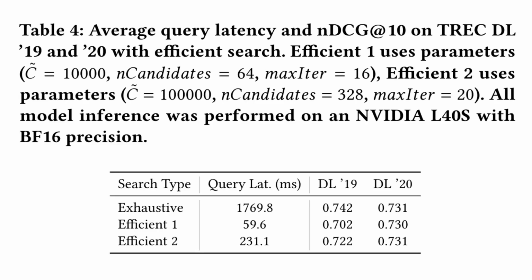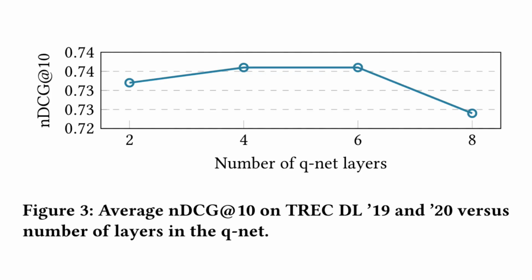Here was that reference to latency. So their algorithm is efficient 1 and efficient 2 in this table, and it has a fraction of the latency when compared to exhaustive search with comparable performance for retrieval. The number of QNet layers should ideally be around 4 to 6, and it's interesting that at 8 layers the performance drops, and they said that this could be because they didn't train it long enough. So if you wanted more layers in your QNet, you would have to train your Hypencoder longer.